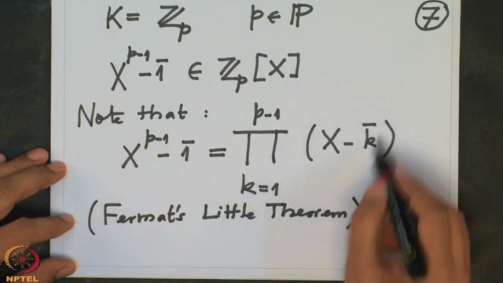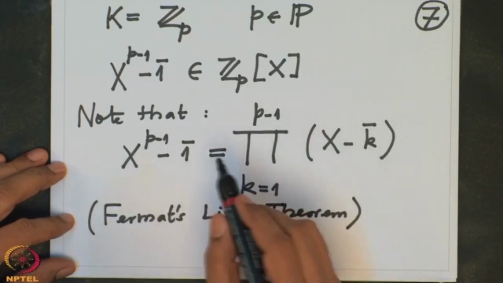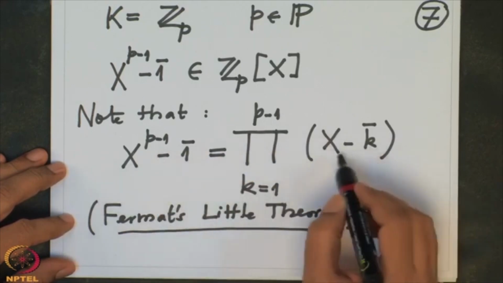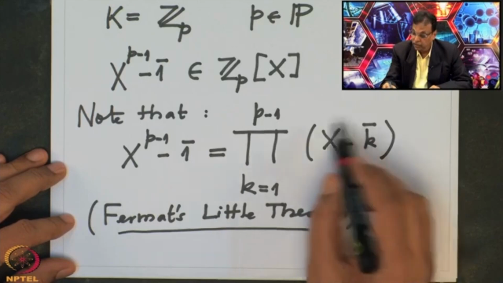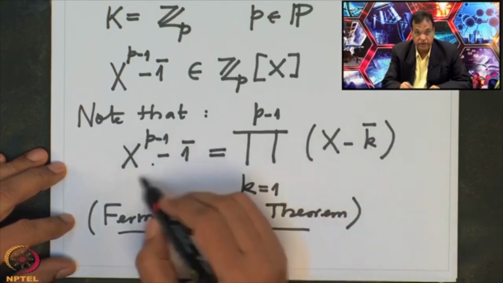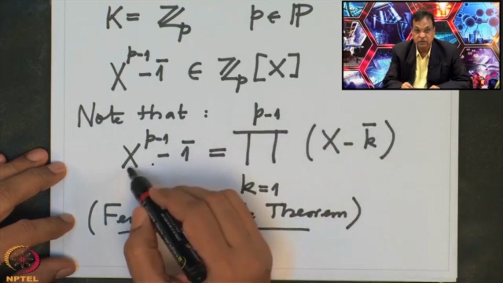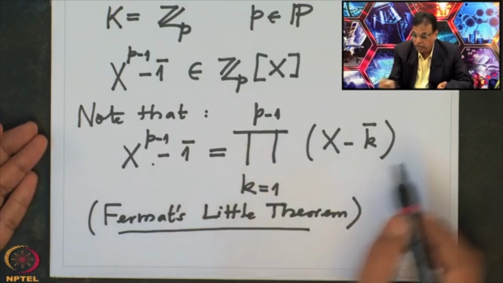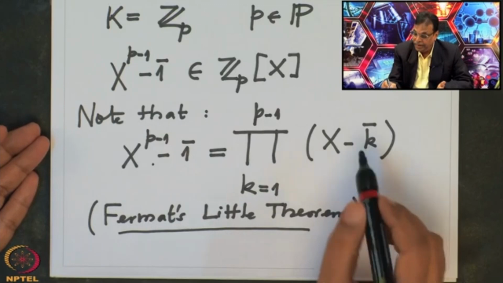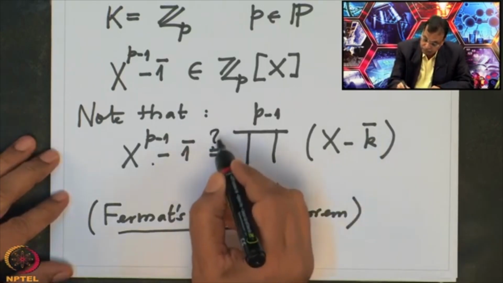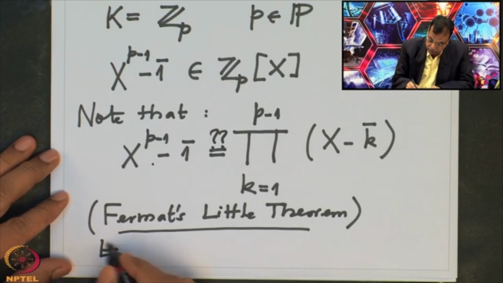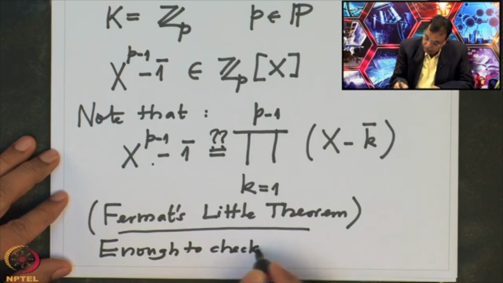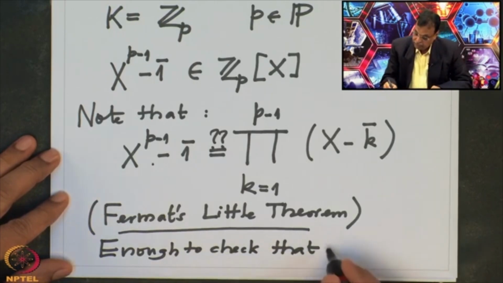What do you have to check? That each one of them is a factor here. If I check that, that is enough. Because if each one is a factor here, and they are different factors, different prime polynomials, then all of them will divide this. Therefore this product will divide this. But on the other hand, there can't be any more, because this degree is p minus 1, this is also of degree p minus 1, and both are monic. So once you prove that, to check this, it is enough to check that, I will write on the next page.